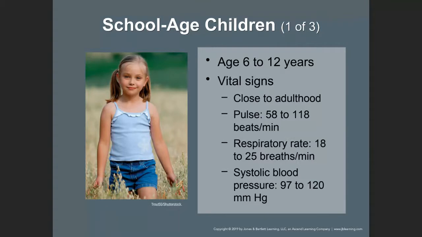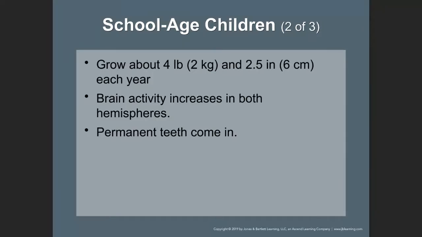School age children. Now, the school age developmental age is from age 6 to 12 years. During this stage of development, the vital signs get close to what you would see for your adult patient. The pulse is 58 to 118 beats per minute. Respiration is 18 to 25 breaths per minute. The systolic blood pressure is 97 to 120 millimeters of mercury. They grow at about 4 pounds or 2 kilograms and 2.5 inches or 6 centimeters each year.